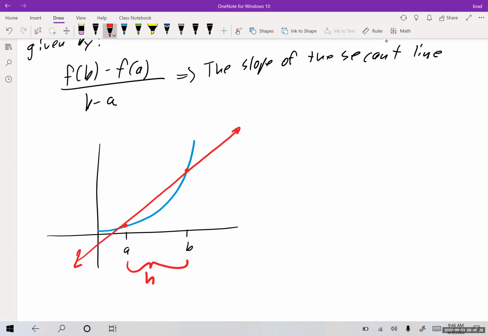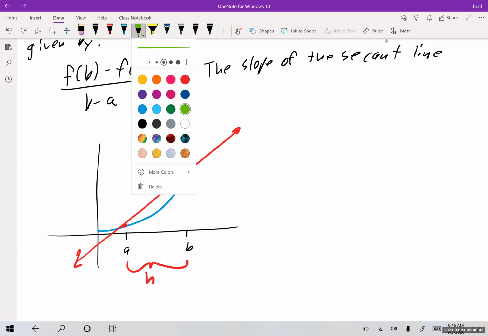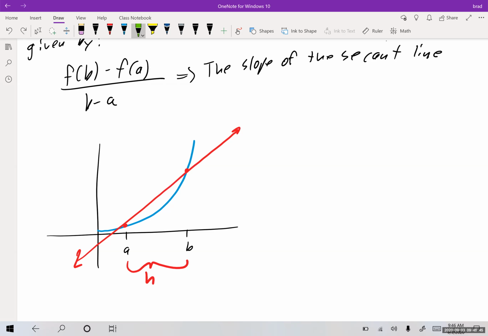If I found the slope of that secant line, would you say that it's a good representative of the graph right here? Probably not. At least they're both going in the positive direction, but I don't feel like it's a very good representative. So I would try another graph. I would pick up B and move it a little bit closer. Let's call it C. Let's say I put it right there.